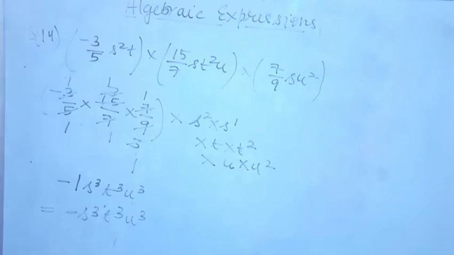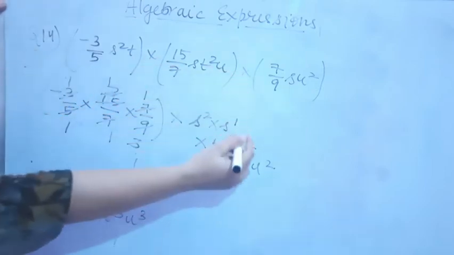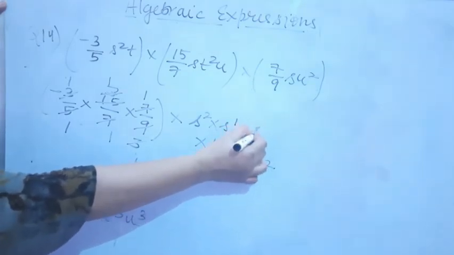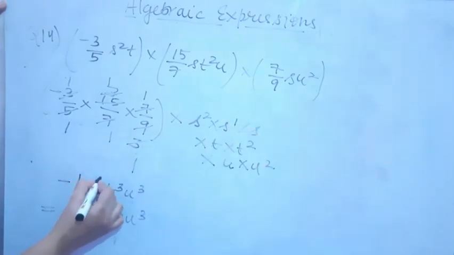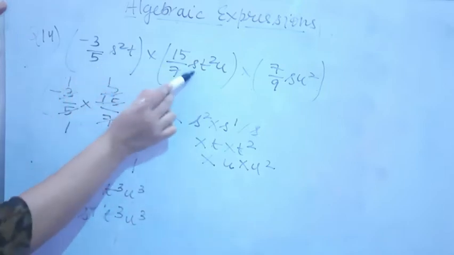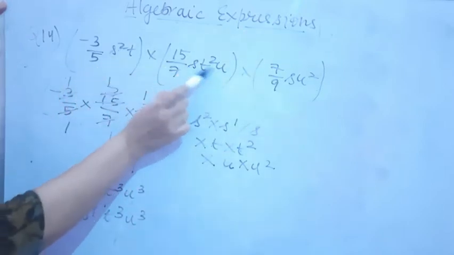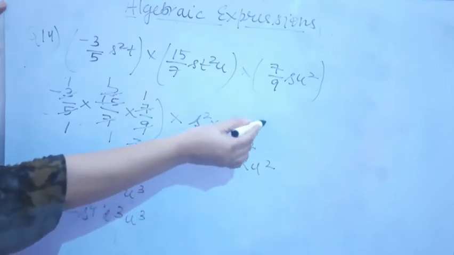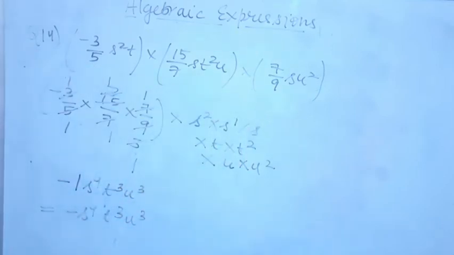There were s square, s and one more s, so it will be s to the power of 4 in the final answer, because s square, s1, s1, so 2 plus 2 is 4. So in the final answer it will be minus s to the power of 4 t cube and u cube. I hope you must have understood question number 14. Let's move on to question number 15.